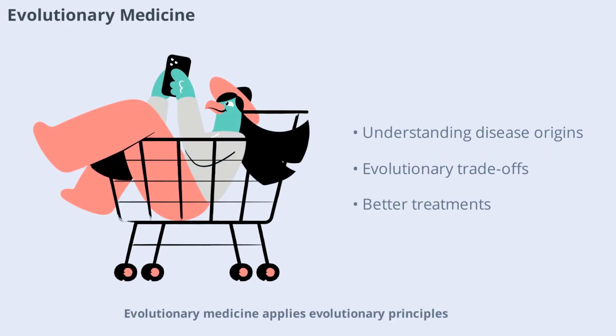Evolutionary medicine applies evolutionary principles to understand health and disease. For example, why do we get sick? Some diseases are the result of evolutionary trade-offs or the body's response to new environments. Studying evolution helps doctors develop better treatments and understand the origins of medical conditions.